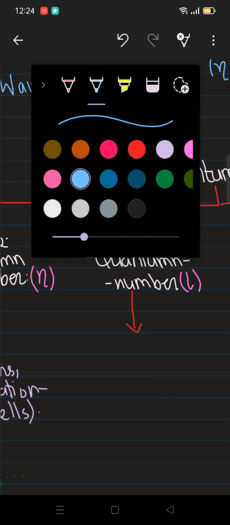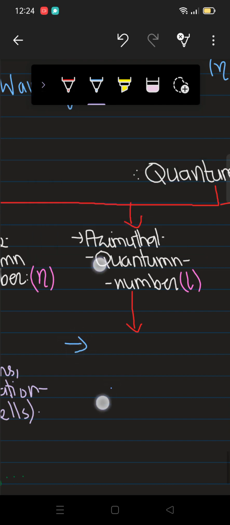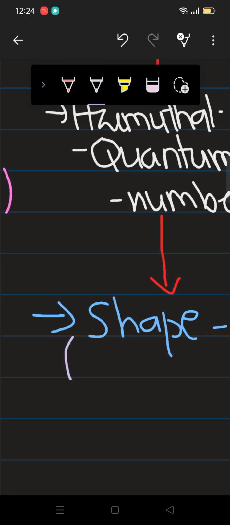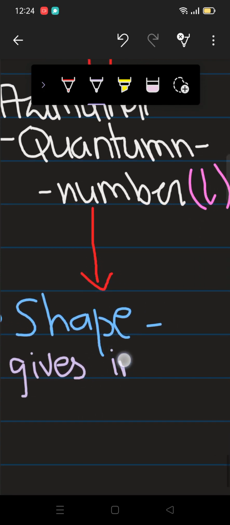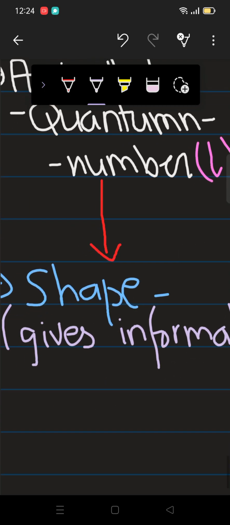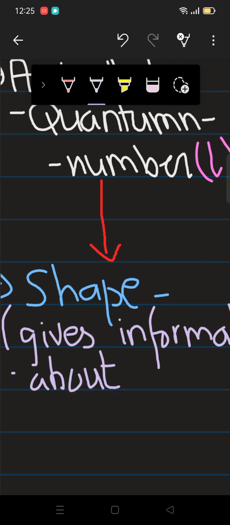They're going to tell us about the shape, which means they're going to give us information about the subshells. It gives information about subshells.